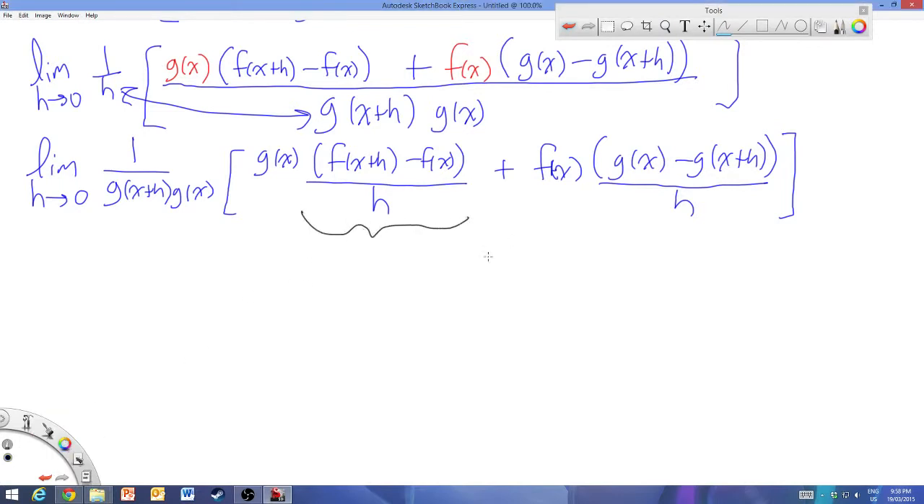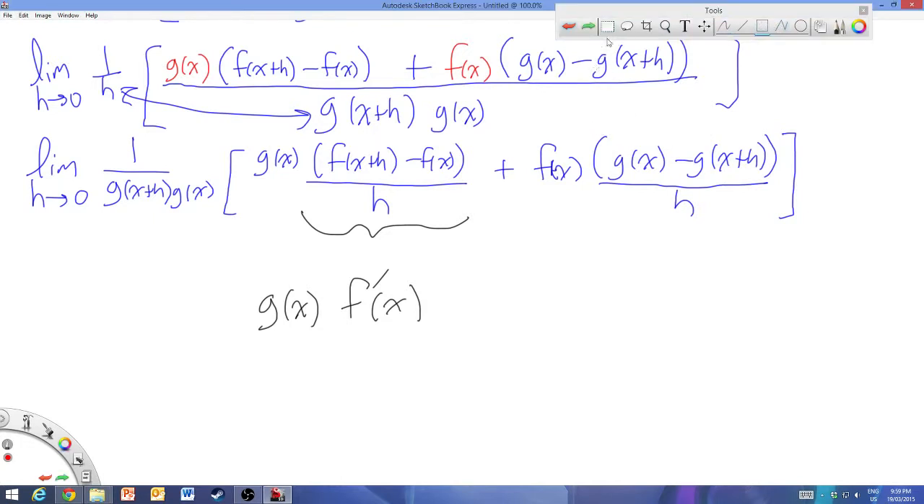This portion here, remembering this is a limit as h goes to 0, is really just f prime of x. g of x remains g of x, because as h goes to 0, it's effectively a constant. Now over here, this one looks a little more interesting, because notice it's g of x minus g of x plus h. What we really want is g of x plus h minus g of x. So what I can do is factor out this negative sign. What that does is it changes this.